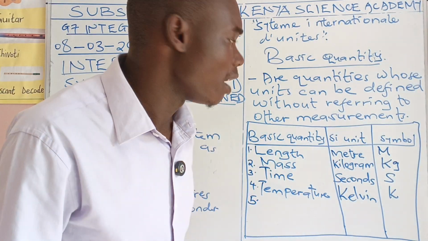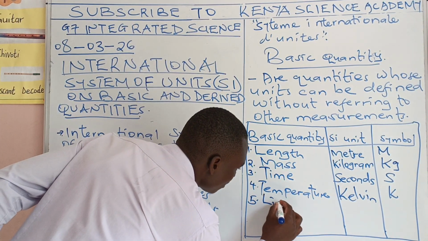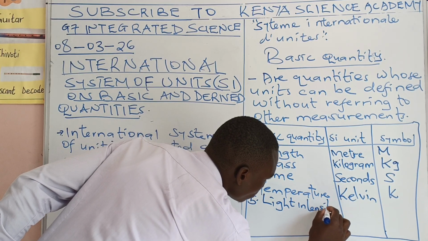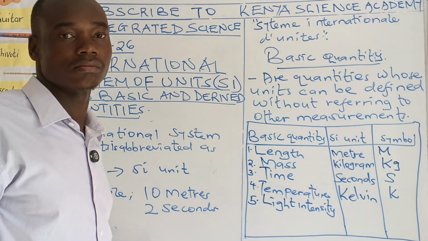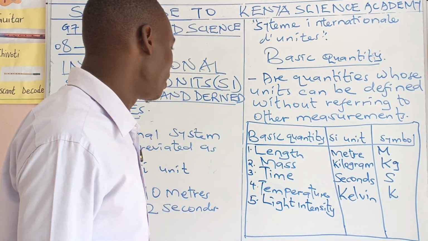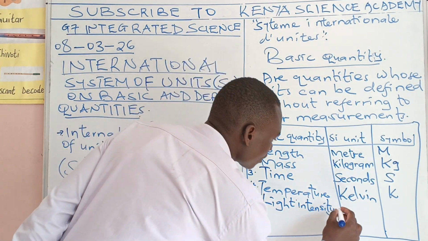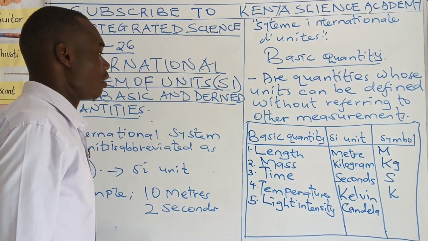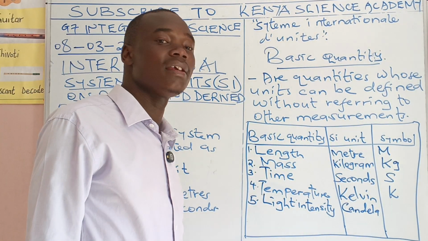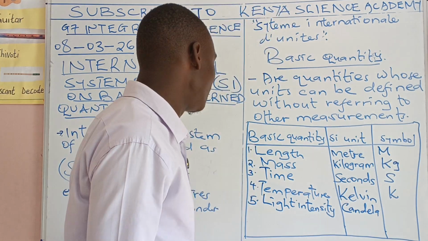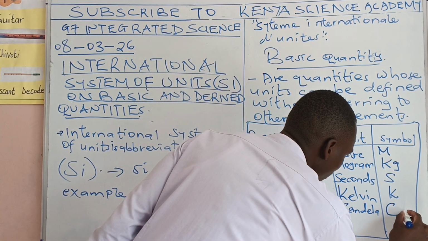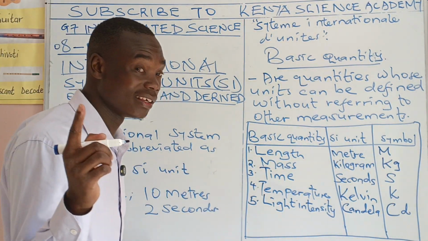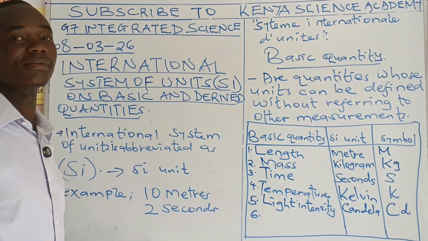Number 5, we can talk about light intensity. Now the SI unit for light intensity is referred to as candela. The SI unit is cd, not the CD. I hope you're with me.